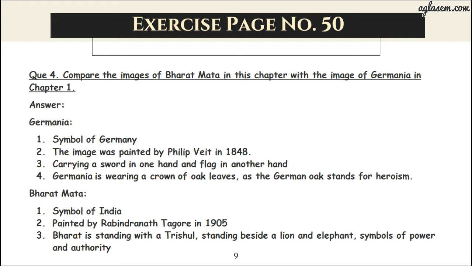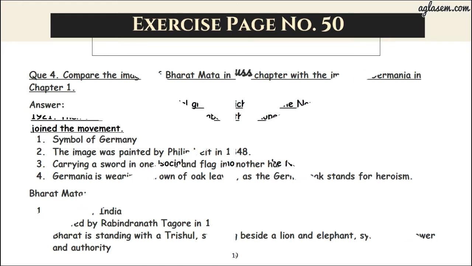In Bharat Mata, Bharat Mata is standing with a trishul, beside a lion and an elephant, symbols of power and authority. And the fourth point is that Germania is wearing a crown of oak leaves, as the German oak stands for heroism. So now let's come to the next part, that is Discuss.